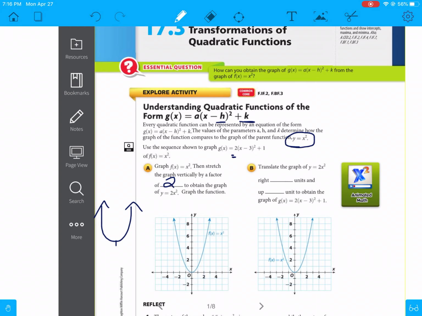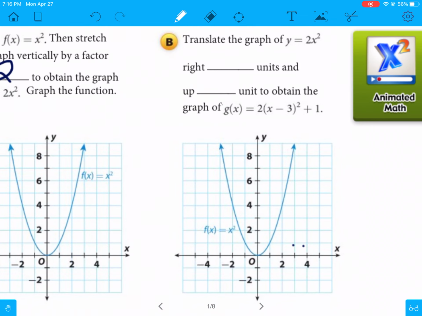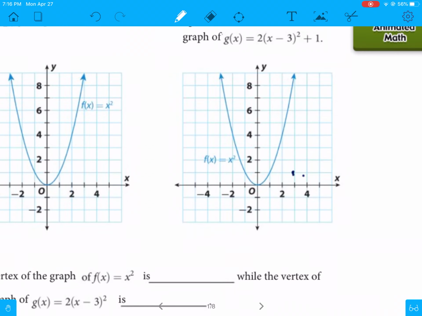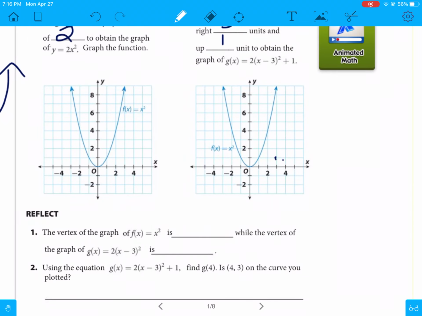Now we have to translate the graph to the right, and that negative 3 says it's going to go 3 units to the right, and this 1 is going to say it's going to go up 1 unit. So it's going to be right here. It's going to go to the right 3 units, up 1. So the vertex of the original is at 0, 0, and then the vertex of the new one is at 3, 1.